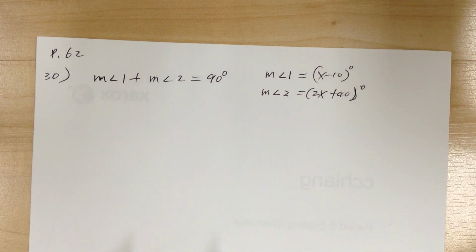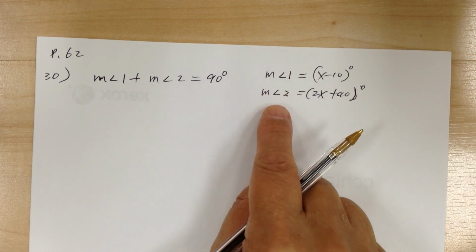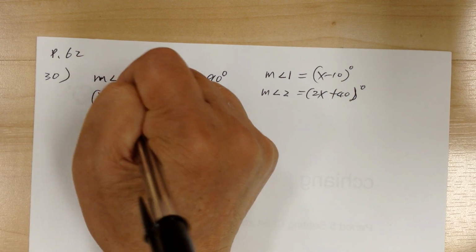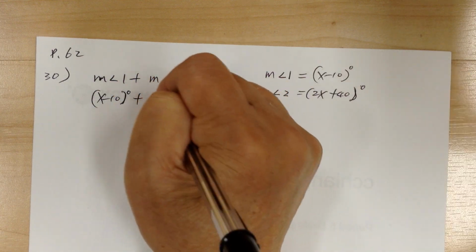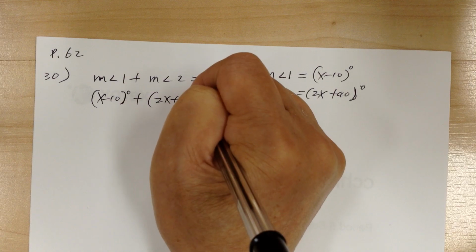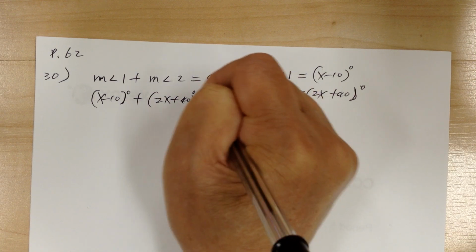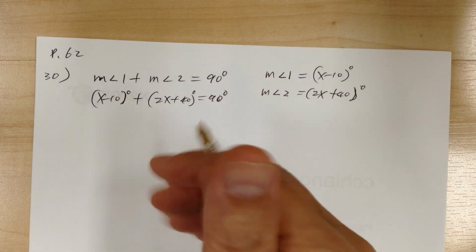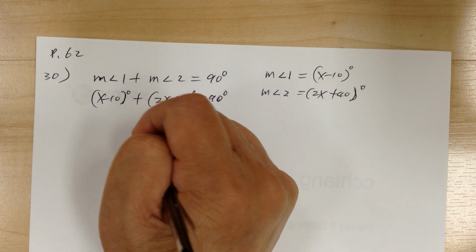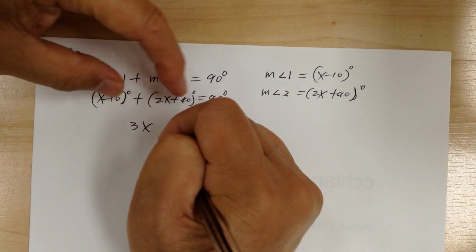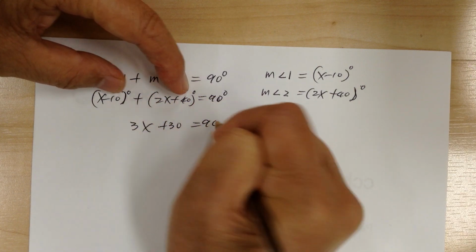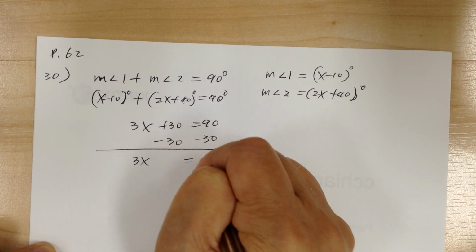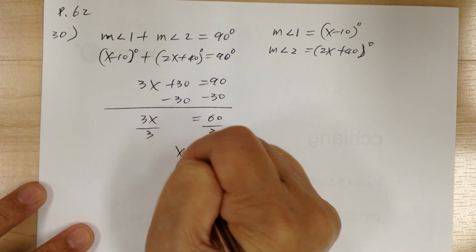Okay, and you're looking for each one of these. Before you can find angle 1 or angle 2, you have to get the x first. So let's substitute this into here. You got x minus 10 degrees plus 2x plus 40 degrees equal to 90 degrees. When you're doing the calculation, the degree is just kind of annoying, so you can forget about that until the end. Combine the like terms, so you get 3x plus 30 equal to 90, minus 30 on both sides. So you got 3x equal to 60, divided by 3, divided by 3, so x equal to 20.